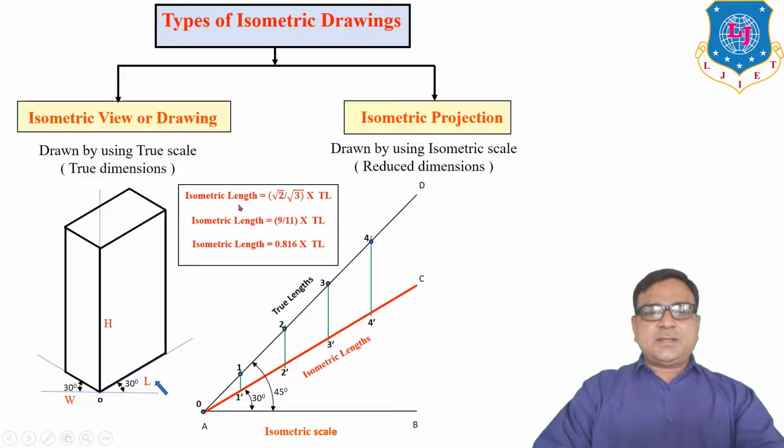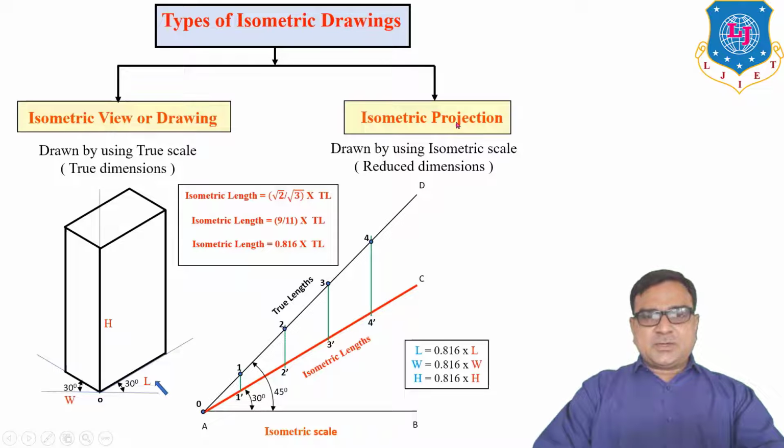Now, what is isometric length? Which is reduced from true length. So if you want to find any isometric length of any dimension, then the equation is: root 2 by root 3 multiplied by true length. You can derive this equation by using trigonometry, cos 30 degrees and cos 45 degrees. Similarly, isometric length is 9 by 11 into true length, or isometric length is equal to 0.816 multiplied by true length.